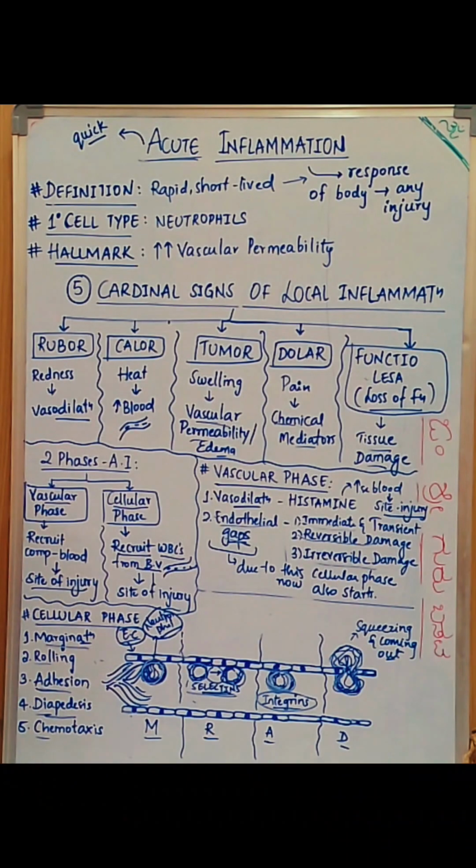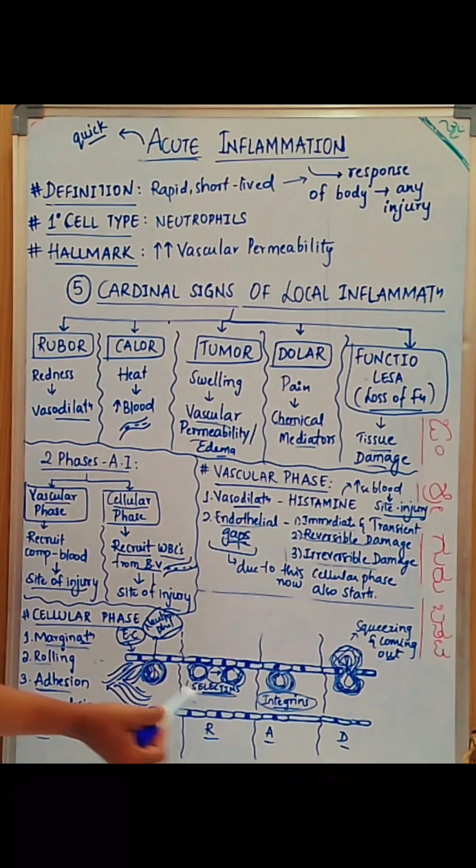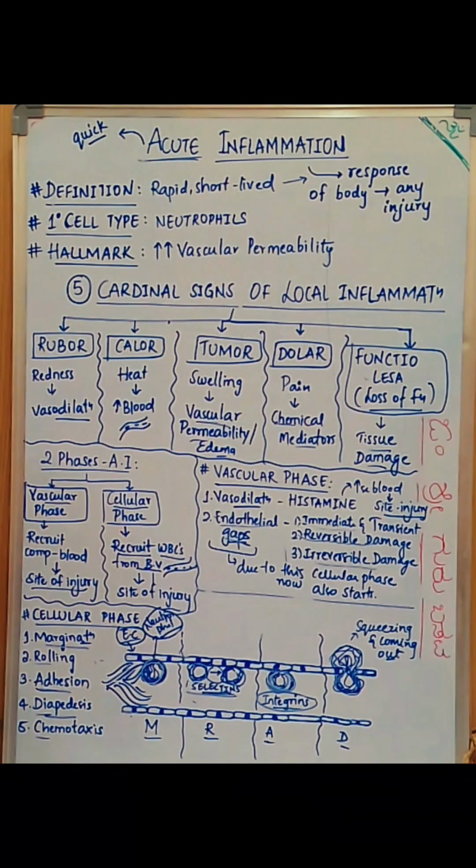Next, we'll move on to the cellular phase. The cellular phase includes margination, rolling, adhesion, diapedesis, and chemotaxis. So, this is the diagram of the blood vessel. Through this diagram, we will study all these one by one.